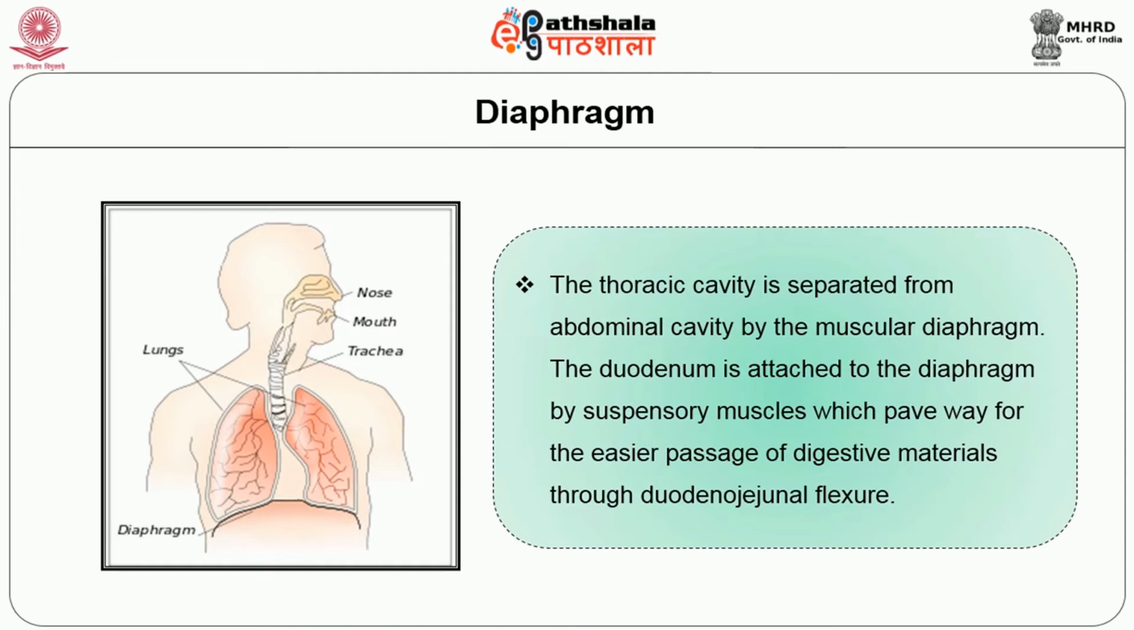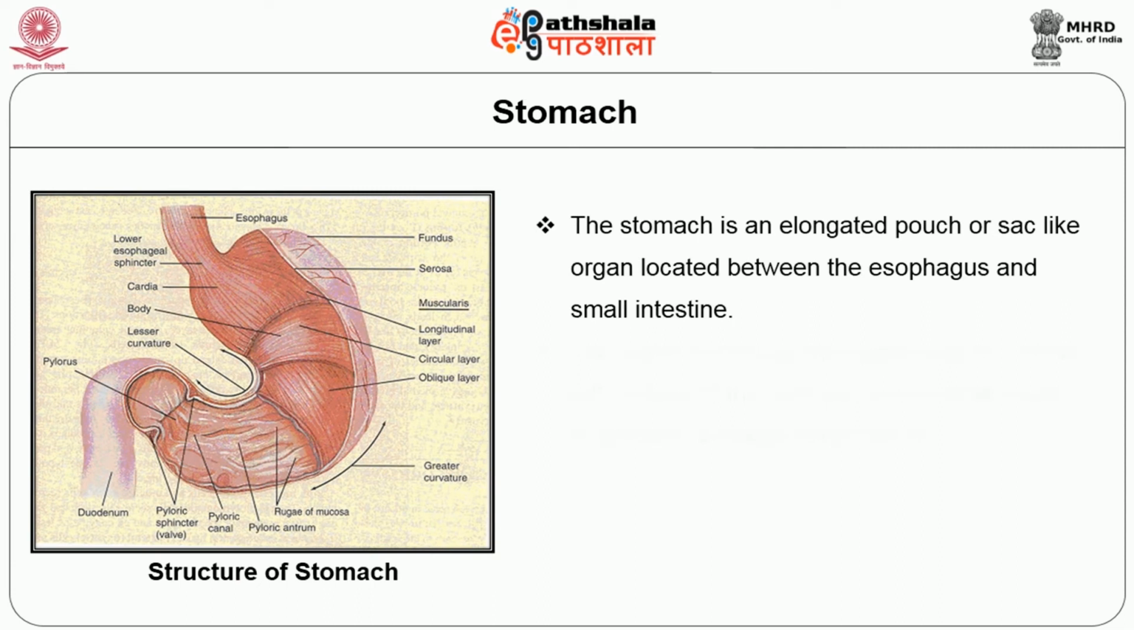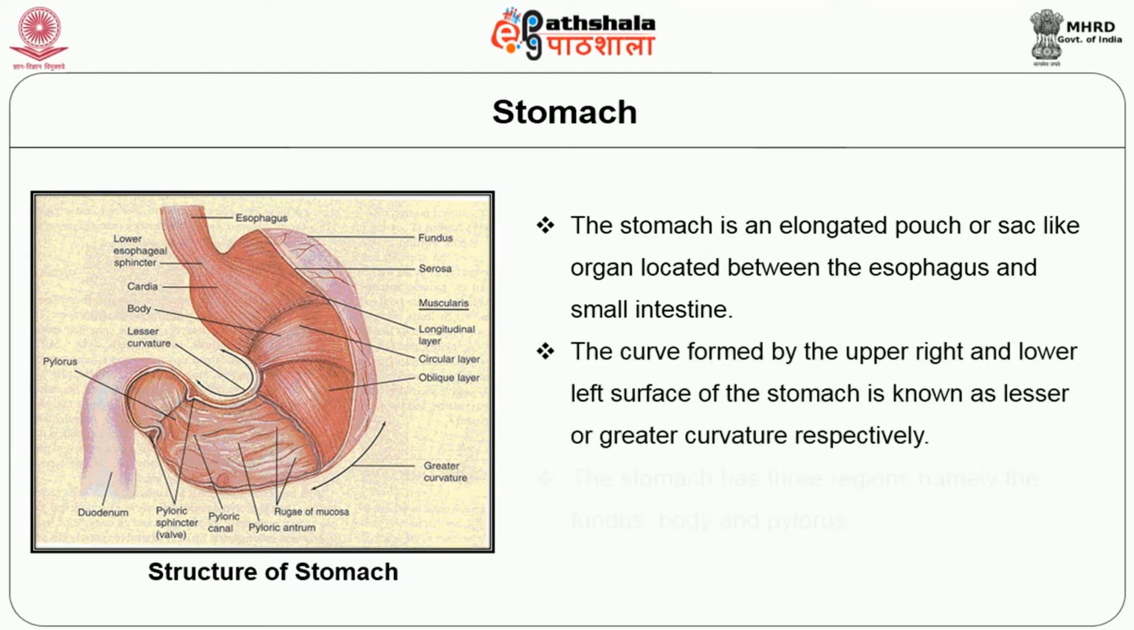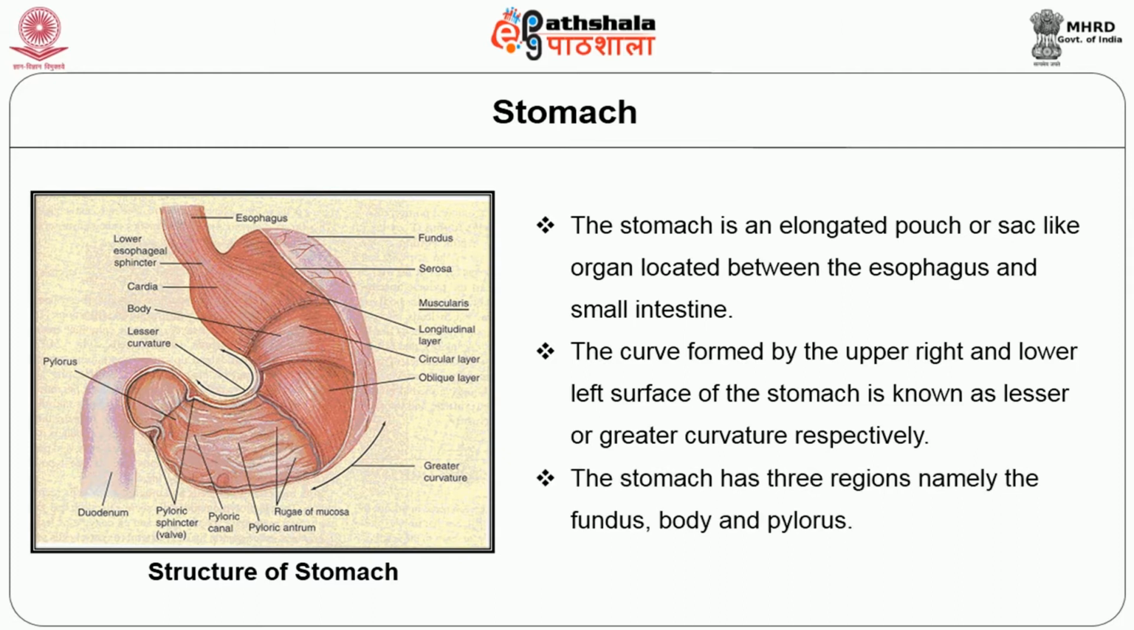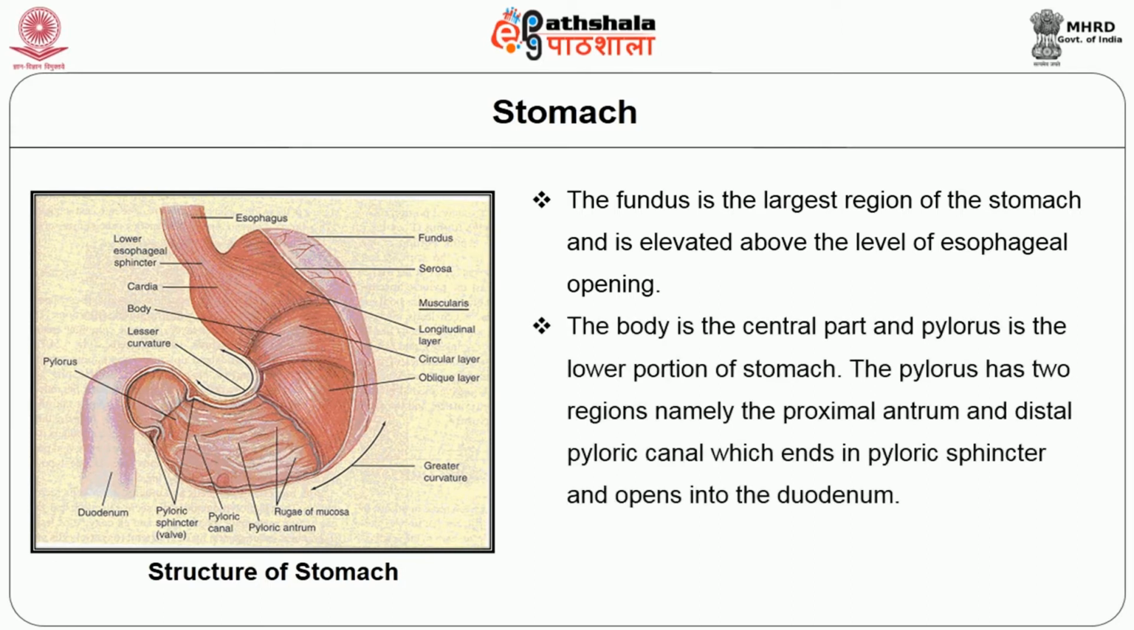through the duodenojejunal flexure. Stomach. The stomach is an elongated pouch or sac-like organ located between the esophagus and small intestine. The curves formed by the upper right and lower left surfaces of the stomach are known as the lesser and greater curvature respectively. The stomach has three regions, namely fundus, body and pylorus. The fundus is the largest region of the stomach and is elevated above the level of the esophageal opening. The body is the central part and the pylorus is the lower portion of the stomach.